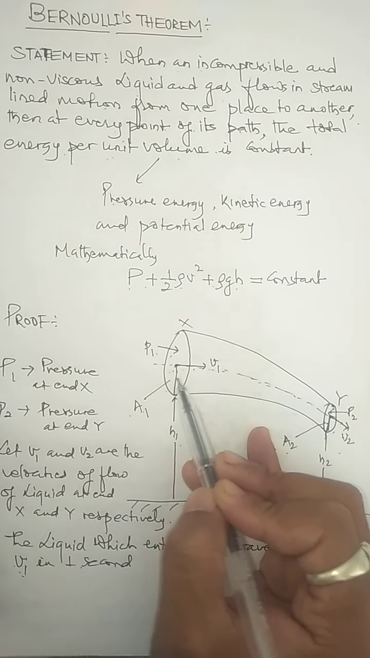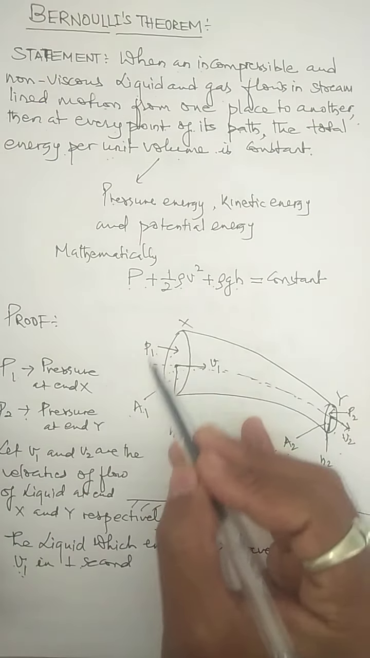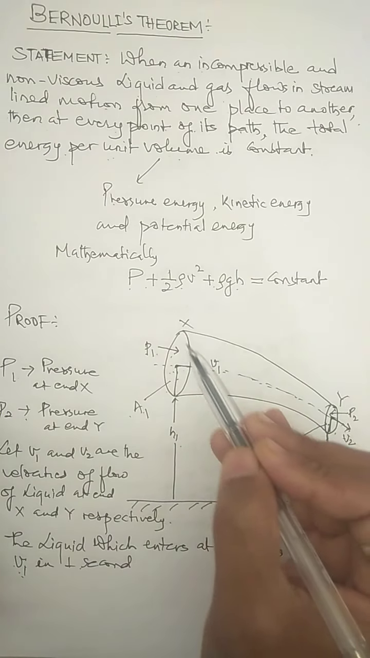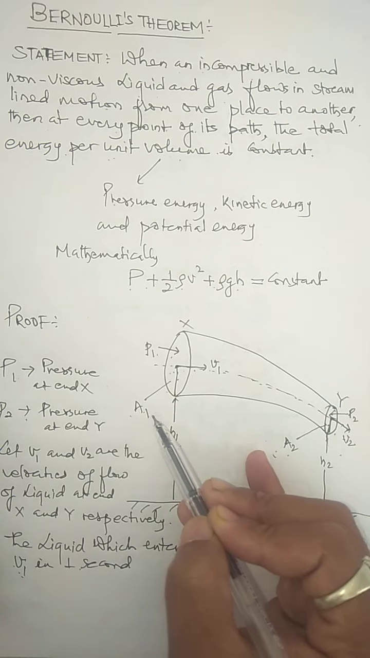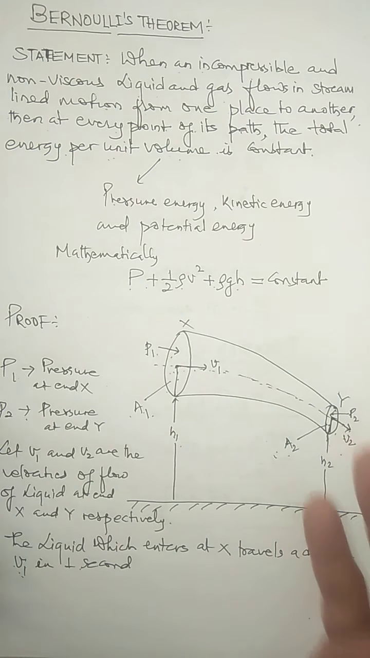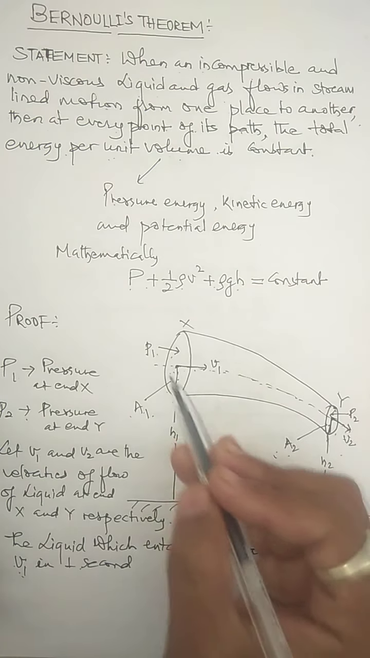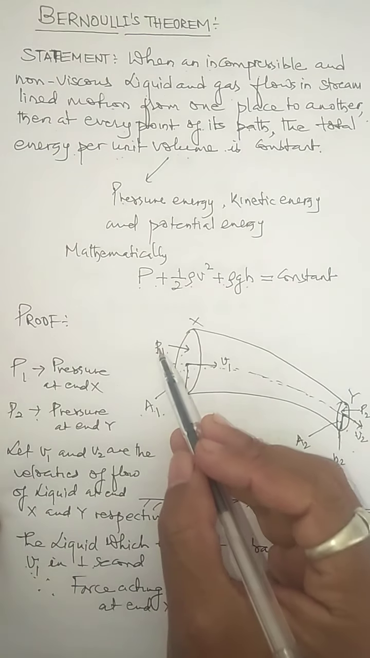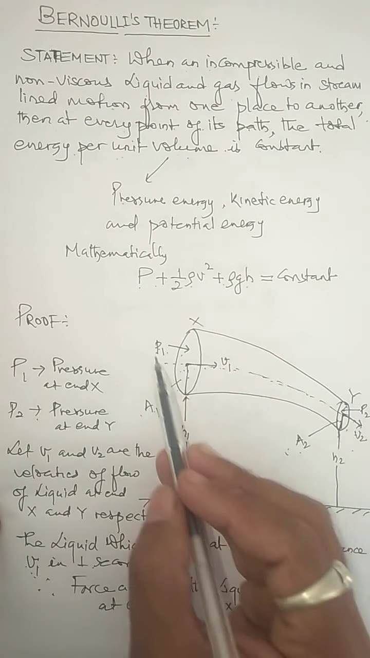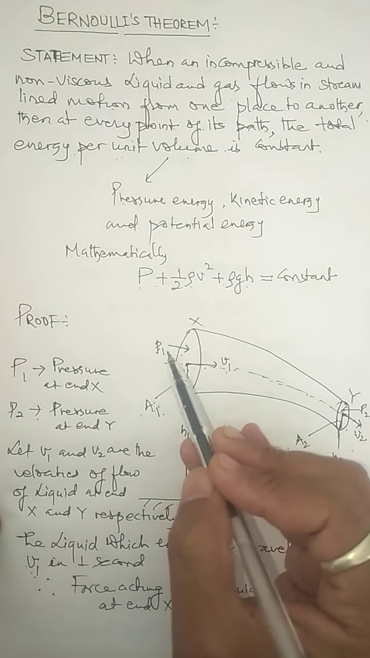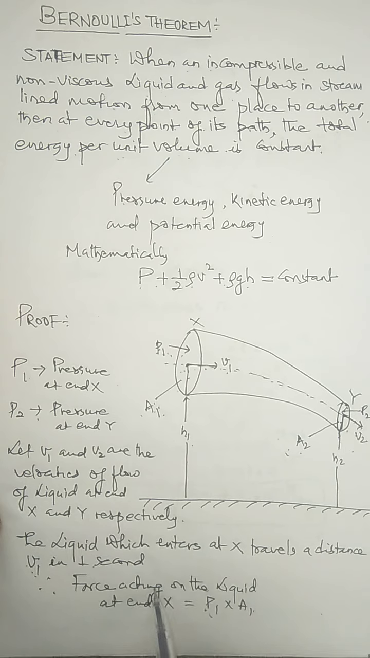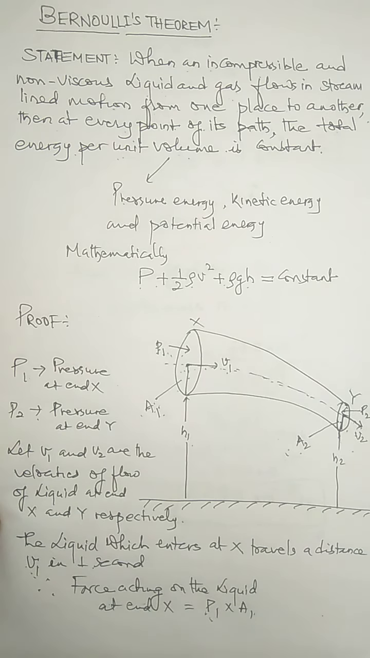If the liquid travels this distance, then there is a pressure also exerted by the liquid at X, and that pressure we have already assumed is P1, exerting on the area A1. So if there is pressure exerted at X of area A1, then there is definitely a force exerted on the liquid at X, and this force is given by P1 into A1. Pressure means force by area, so force equals pressure into area. Area is A1, pressure is P1. So P1 into A1 measures the force acting on the liquid at X.